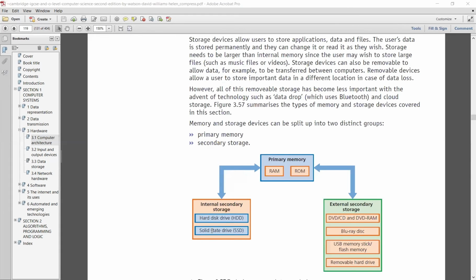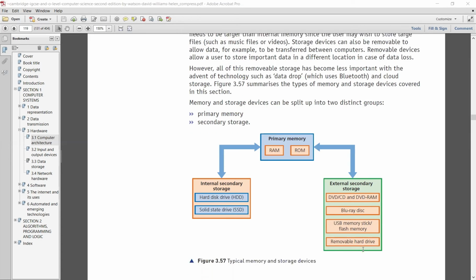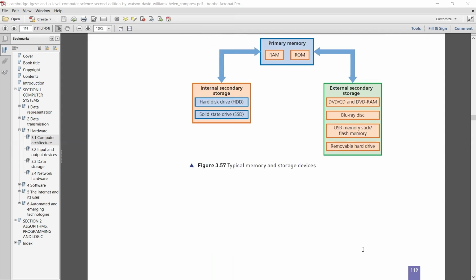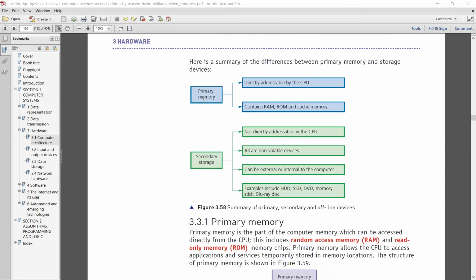Internal is basically hard drive and solid state, and external is your DVD, CD, and DVD RAM, Blu-ray discs, and then USB flash memory, or you can call it a memory stick also, and removable hard drive. What you need to know is just the differences between primary memory and secondary memory. In the recent paper, they have asked us to write two differences between primary and secondary. So just remember, this is how you can score very easily.